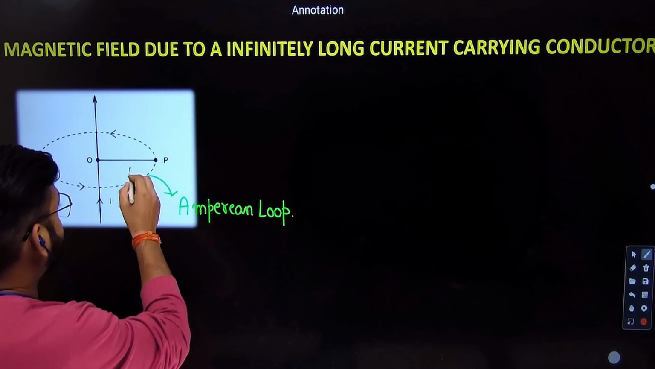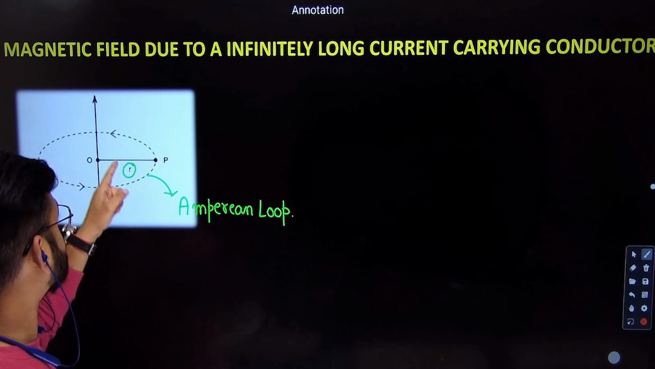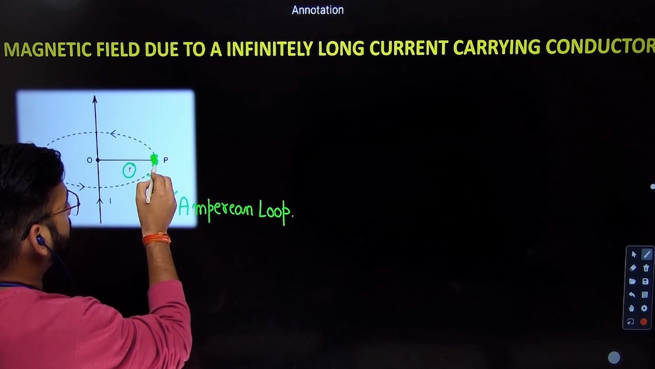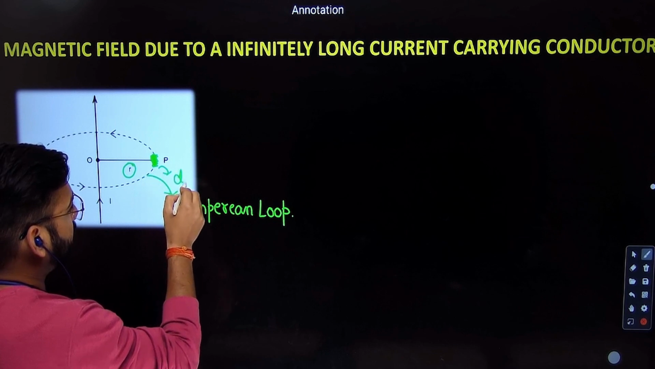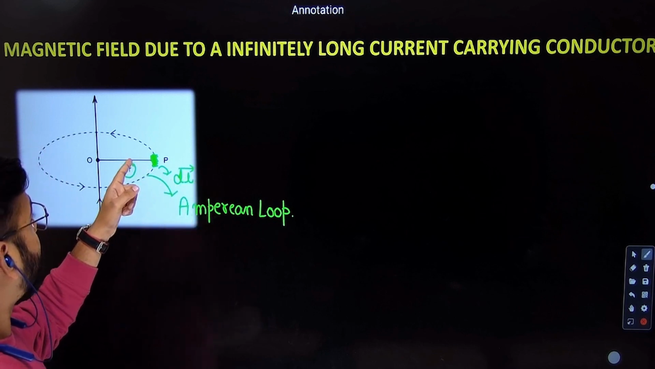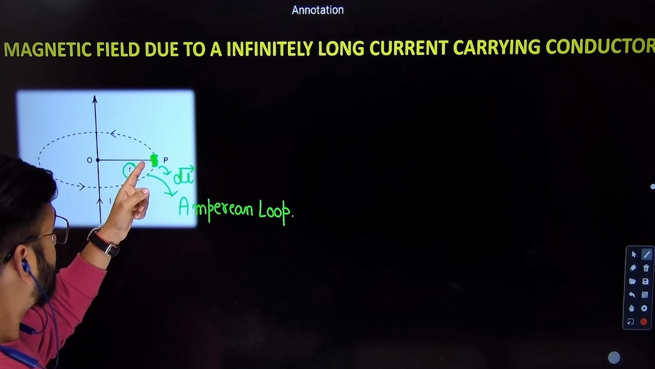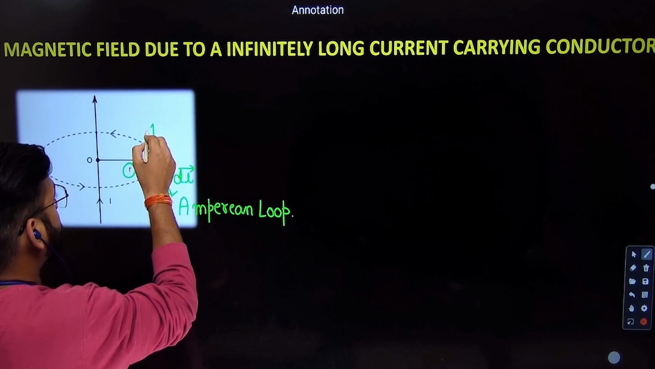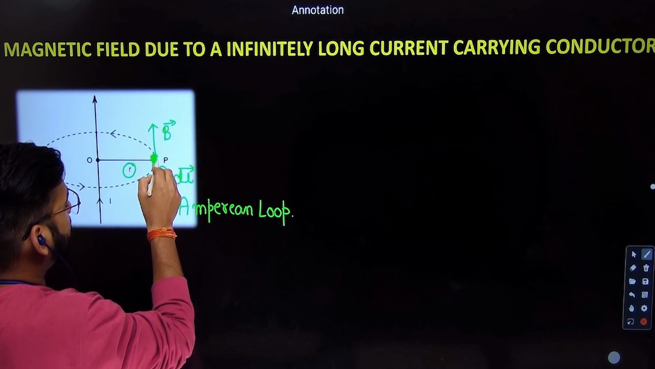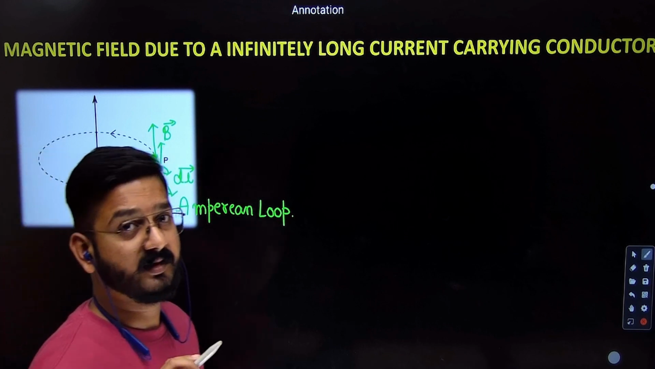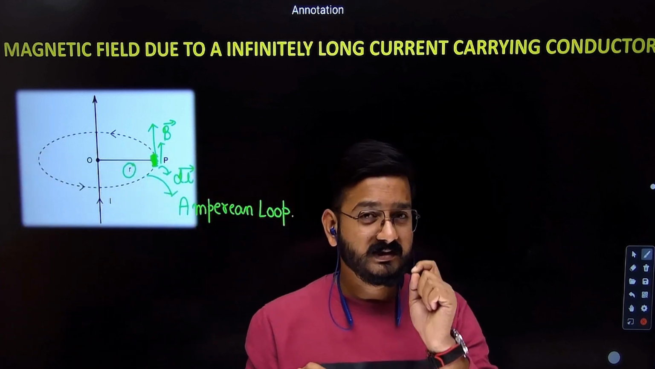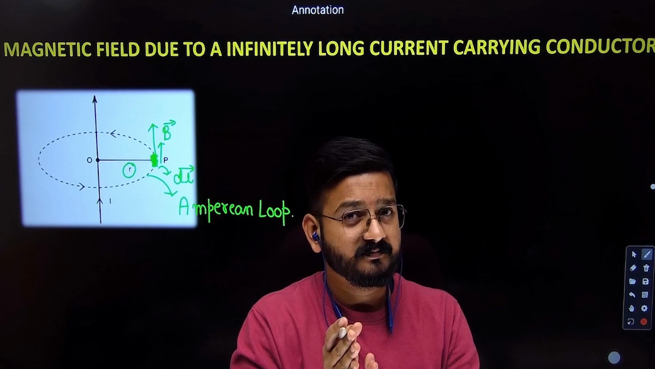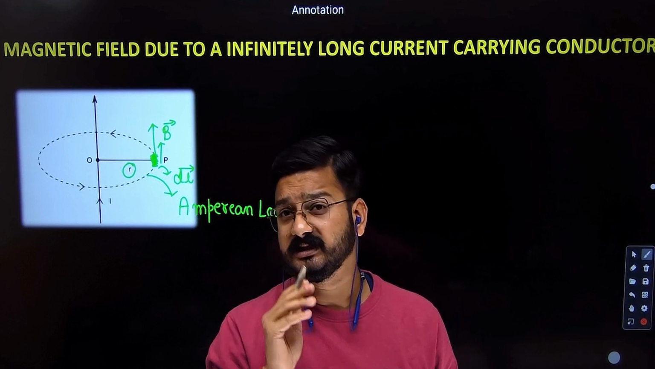At point P, which is at a distance r from the current carrying conductor, I will take a small current carrying element whose length will be dl. And at this point P, the magnetic field due to this infinitely long current carrying conductor will be in what direction? Tangential. So the magnetic field at this point will be tangential and your dl vector is also tangential at point P. So we choose the Amperian loop in such a way that the magnetic field and the dl vector are tangential, so that the angle between them is zero.